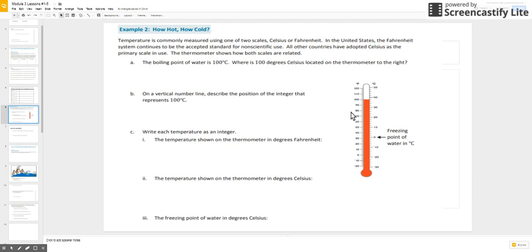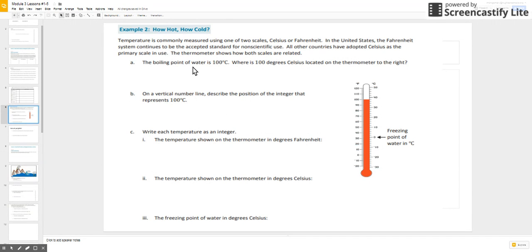All right, the thermometer over here shows how both scales are related. So on this side, the left side, we have the Fahrenheit. On the right side, we have the Celsius. As you can see, F here for Fahrenheit, C here for Celsius. All right, so let's look at what they want us to do.